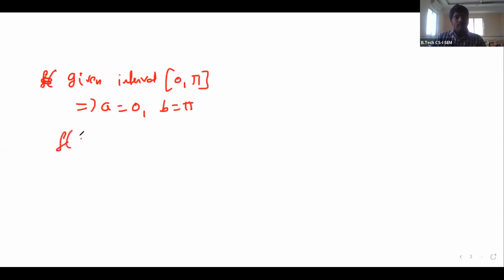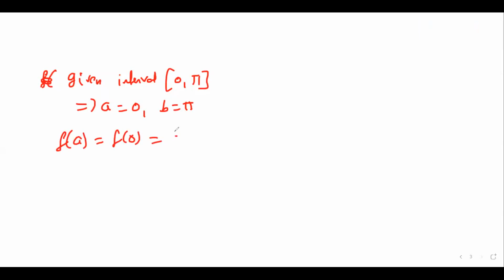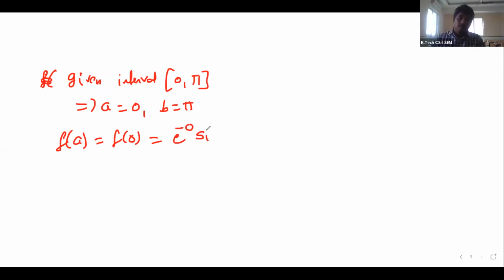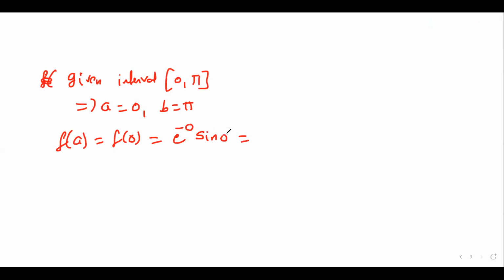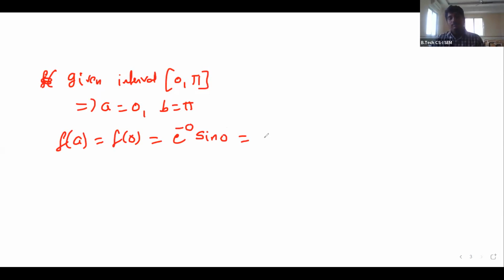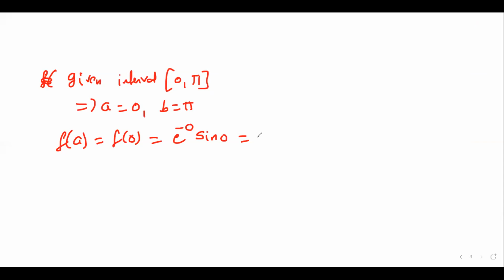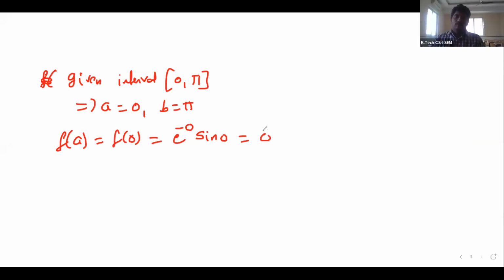Okay, now what is f of a? f of 0, tell me. f of 0 is e power minus 0 sin 0, sin 0 is equal to 0. sin 0 is 0, sin 30 is 1 by 2, sin 45 is 1 by root 2, sin 60 is root 3 by 2, sin 90 is 1. cos 0 is 1, cos 30 is root 3 by 2, cos 45 is 1 by root 2, cos 60 is 1 by 2, cos 90 is 0. sin 0 is 0, so the answer is 0.